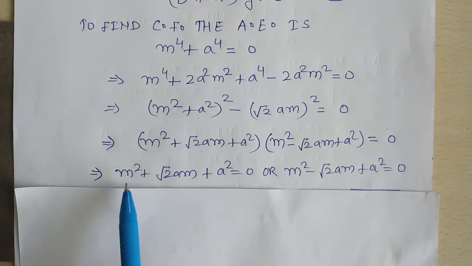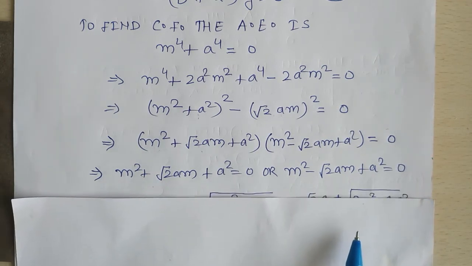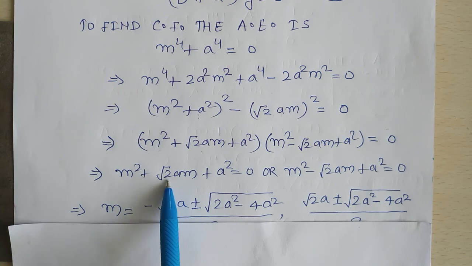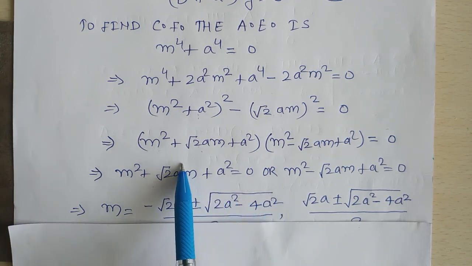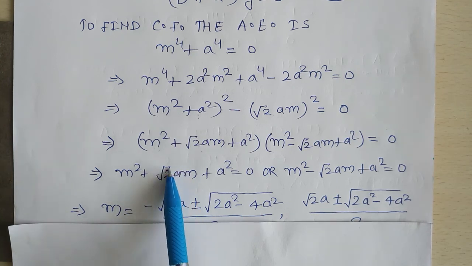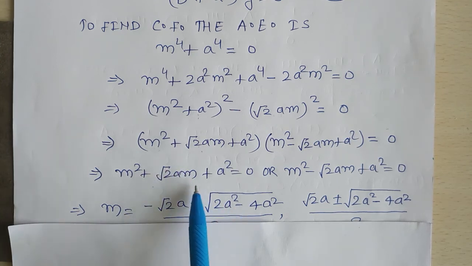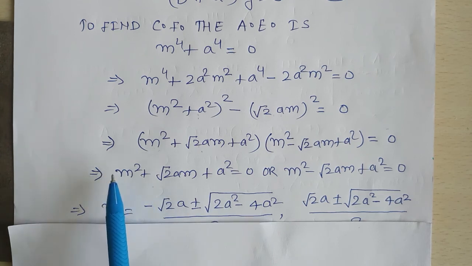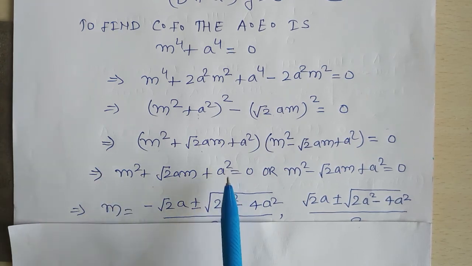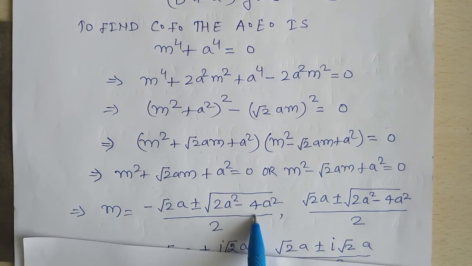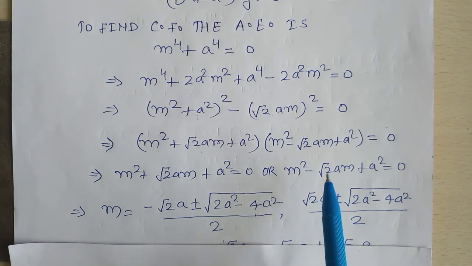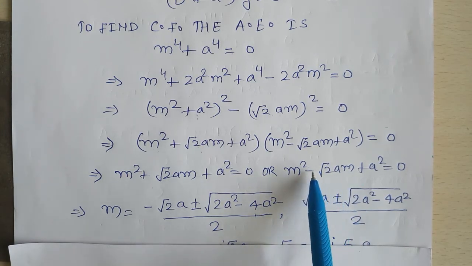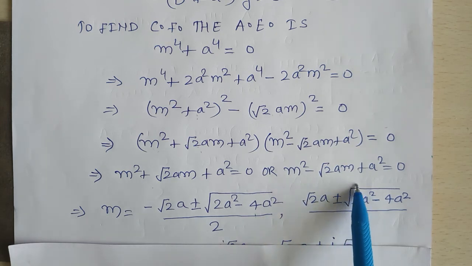Now from here we get m equal to minus b, so b is root 2 a, so minus root 2 a plus minus root of b square. b square is (root 2 a) whole square, which is 2a square, minus 4ac, where a is 1, the coefficient of m square, and c is a square, upon twice a, so 2a is 1 here. And similarly from the other factor we get minus b, so b is minus root 2 a, so minus minus gives plus root 2 a plus minus root of b square.